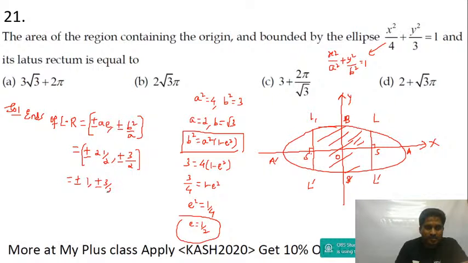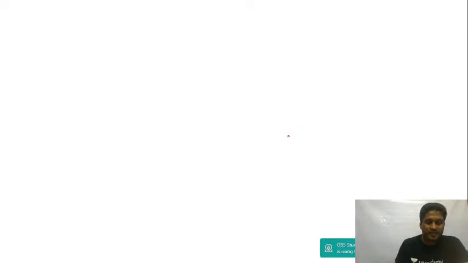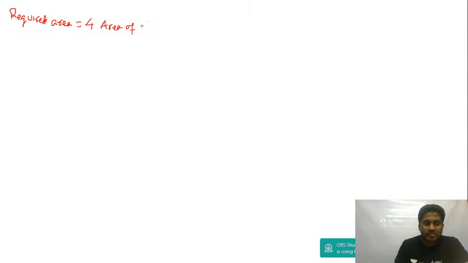Isn't it, guys? Just take the first quadrant. So this is 1 comma 3 by 2. Drop the perpendicular. This is 1 comma 0. Alright, now I will find the area only in the first quadrant and multiply by 4. I get the complete area. Okay, so let me write here. Required area is equal to 4 times the area of OSLB.